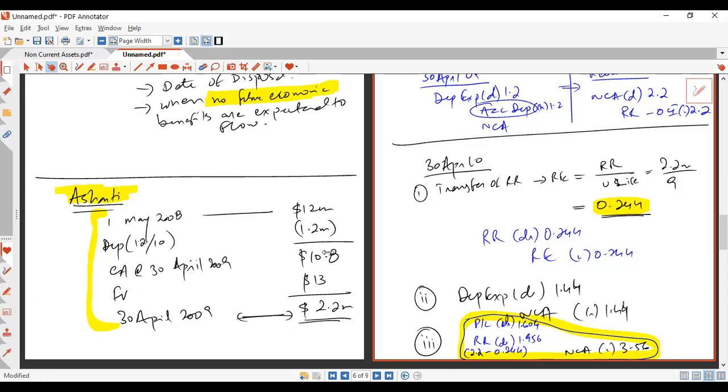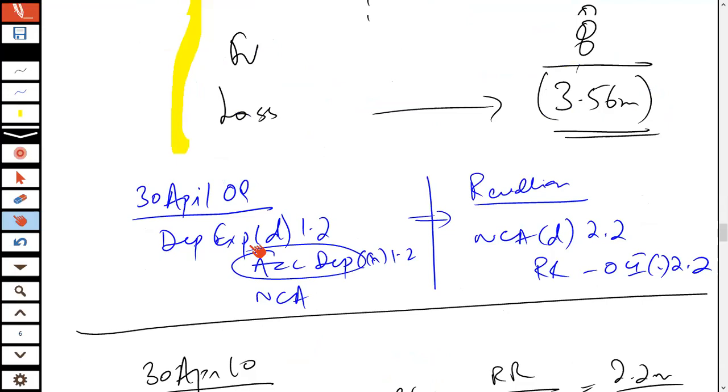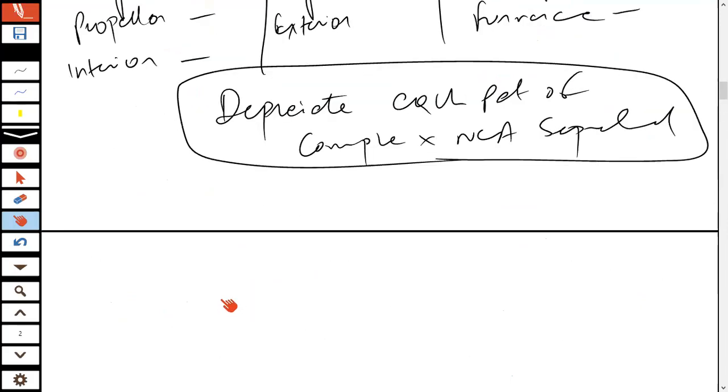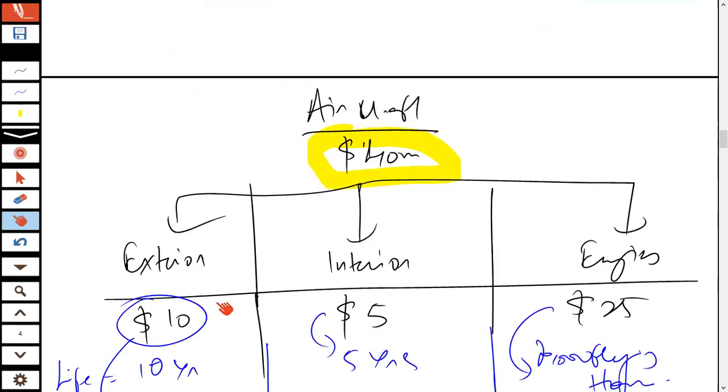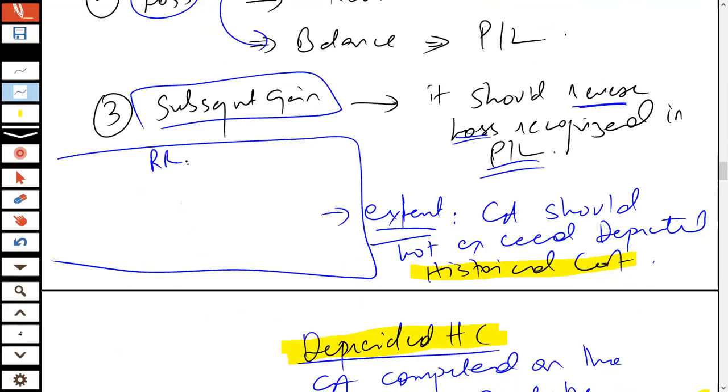Okay, let me explain exactly why we are transferring to the retained earnings. In case you've got an asset under the revaluation model, one thing that you have to do is that the revaluation reserve, whatever it is, has to be transferred to retained earnings. But when?